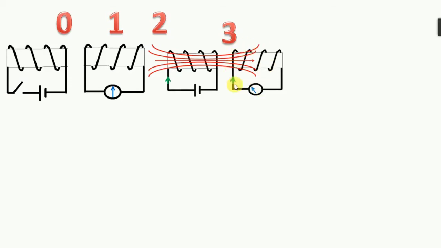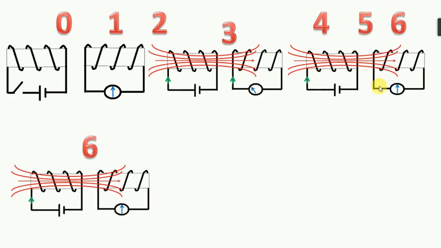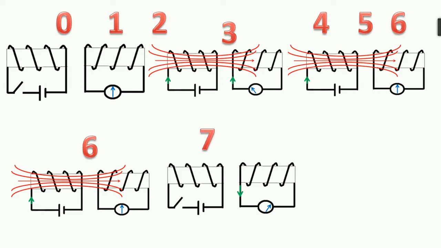As we already know, when the flux changes there will be induced EMF. So during 2 seconds to 3 seconds there is change in flux, so the galvanometer shows the deflection. And in the 4th, 5th and 6th second I am keeping the circuit on. So that means during 3, 4, 5 and 6 there is no change in flux. So suppose at the 6th second I switch off the circuit again.